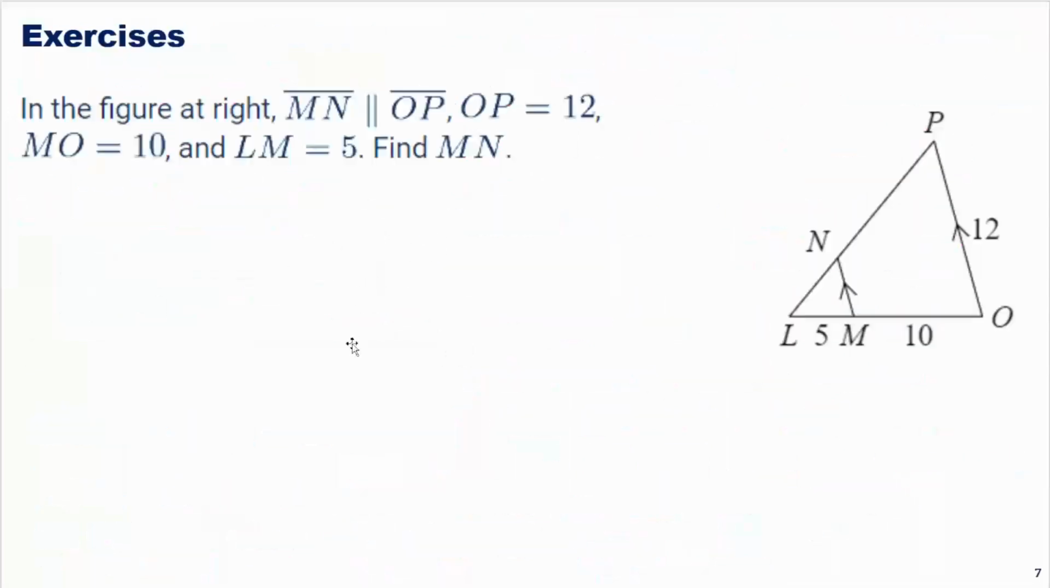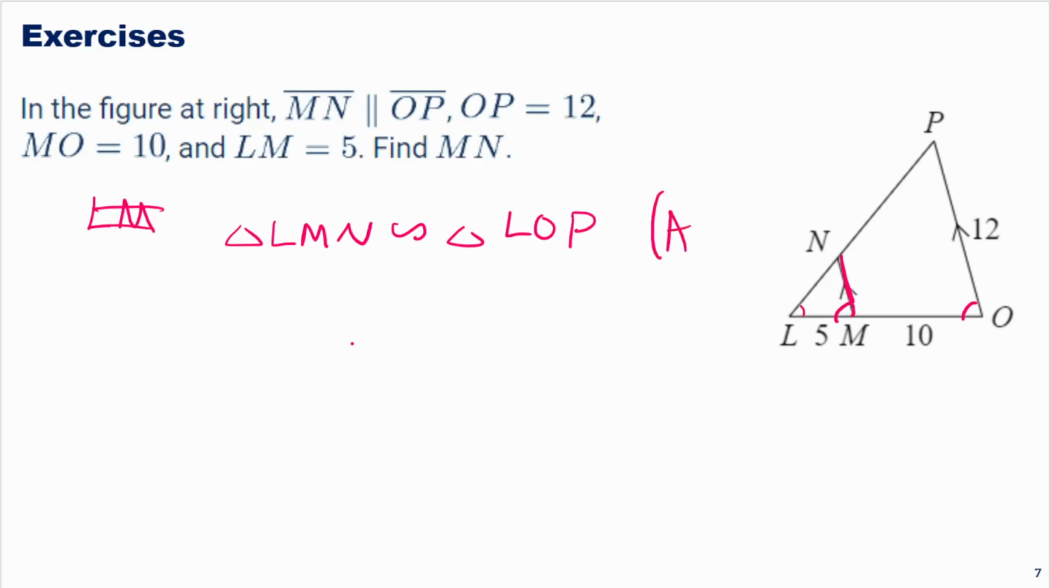In the figure, if MN is parallel to OP and OP is 12, MO is 10, LM is 5, can you find the length of MN? So we can make use of the pair of similar triangles. Because we have a pair of parallel lines, this angle equals this angle, and they share the same angle L here, so we know triangle LMN is similar to triangle LOP by AA similarity.